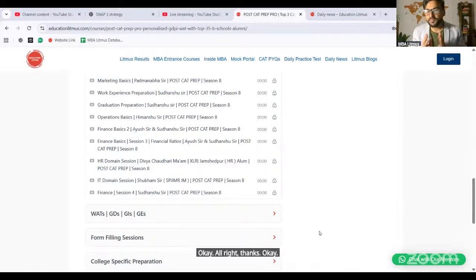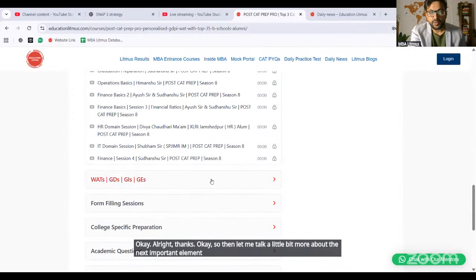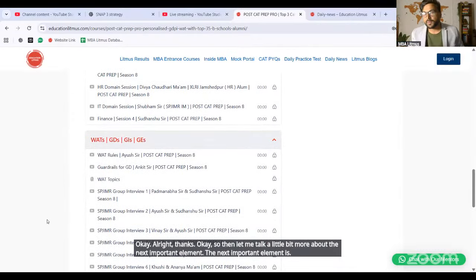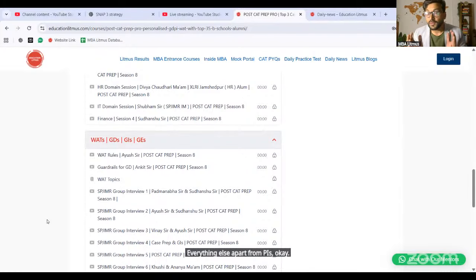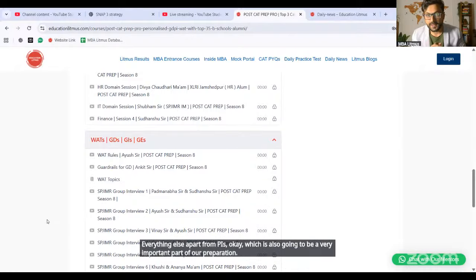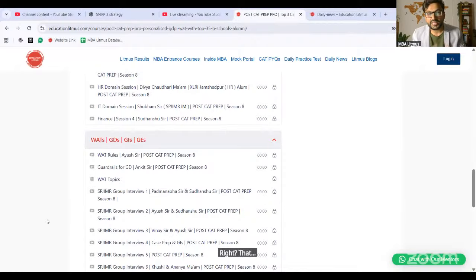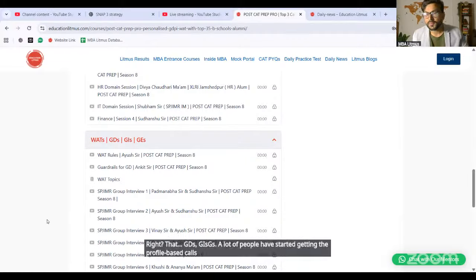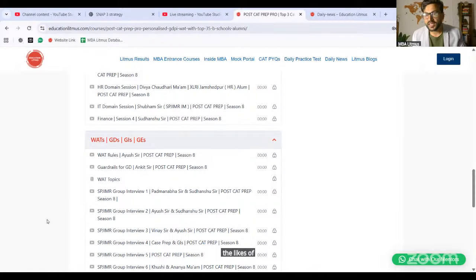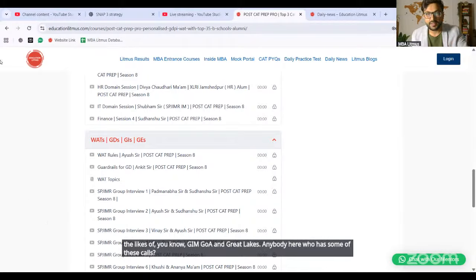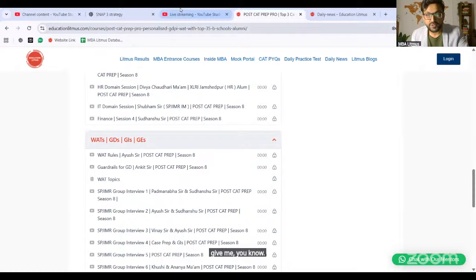So then let me talk a little bit more about the next important element. The next important element is everything else apart from PIs, which is also going to be a very important part of our preparation: WATs, GDs, GIs, GEs. A lot of people have started getting profile-based calls from the likes of GIM Goa and Great Lakes. Anybody here who has some of these calls? Give me a show of hands, or give me yes or no in the chat. Yes, I think many of you have it.